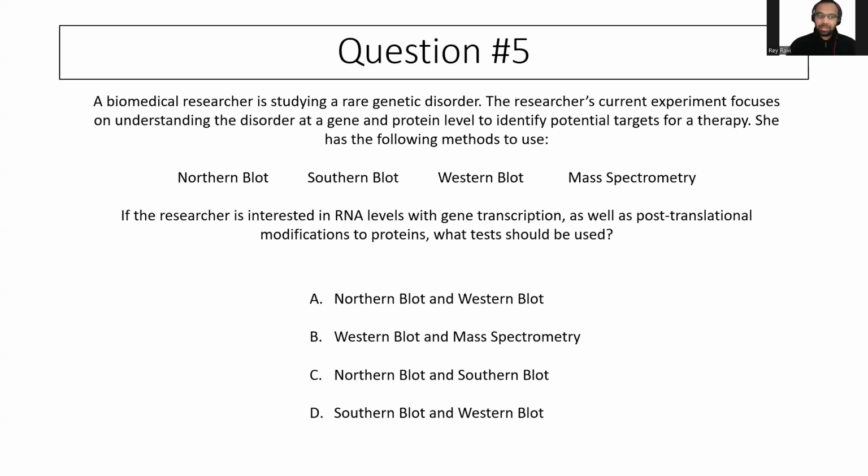Finally, let's do a lab-based question tying in some testing from the first unit of this course. A biomedical researcher is studying a rare genetic disease. The researcher's current experiment focuses on understanding the disease at a gene and protein level to identify potential targets for a therapy. She has the following methods to use: Northern blot, Southern blot, Western blot, and mass spectrometry. If the researcher is interested in the RNA levels with gene transcription, as well as post-translational modifications to proteins, which tests should be used?